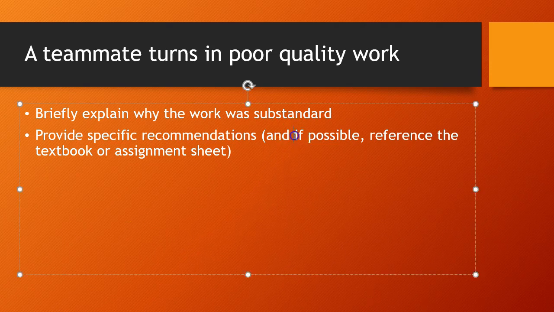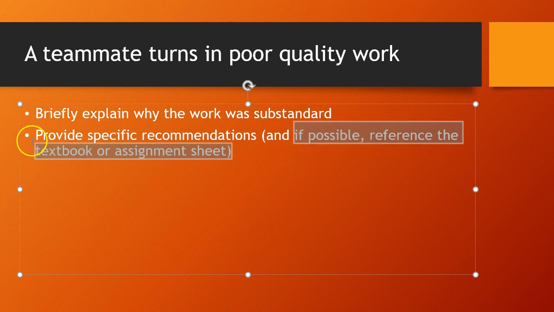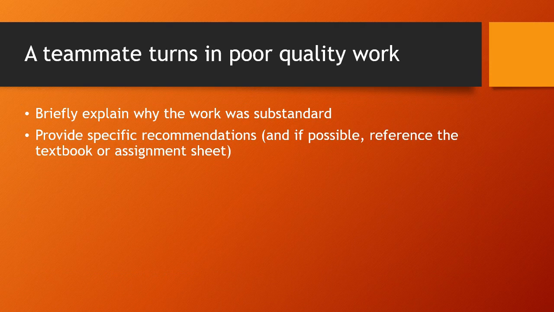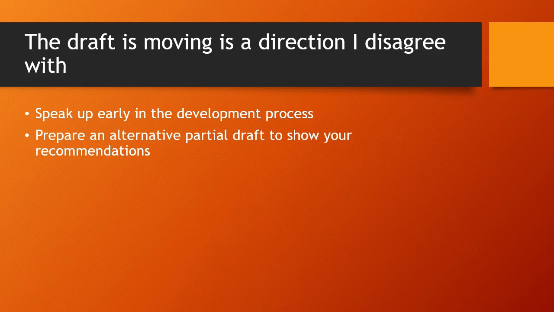In these cases, especially if there might be some contention about what is good work and not, it's a good idea to reference the textbook or the assignment sheet just to back yourself up, because you don't want to get into an argument over what is good or not. Again, if the draft is moving in a direction you disagree with, just make sure that you're active early on. Once decisions start being made and something starts getting moved in a direction, people start working on it, it can often be a lot harder to change at that point.